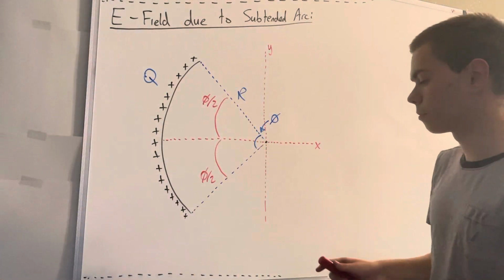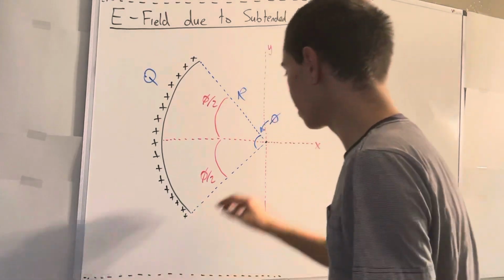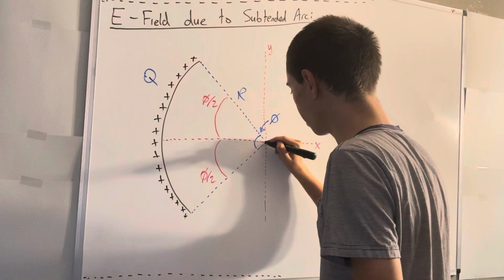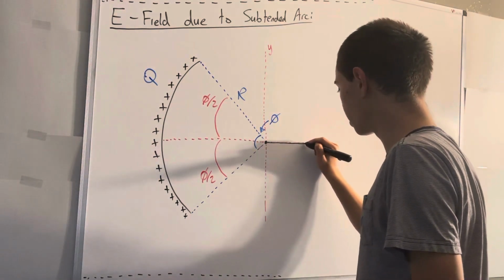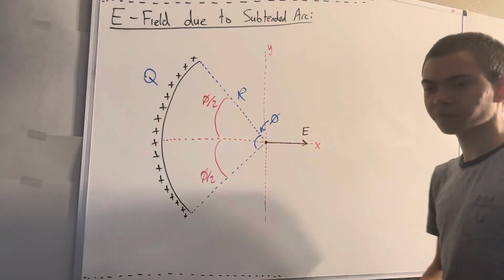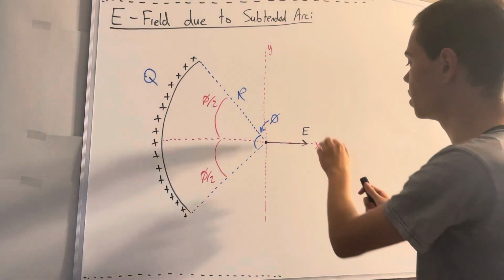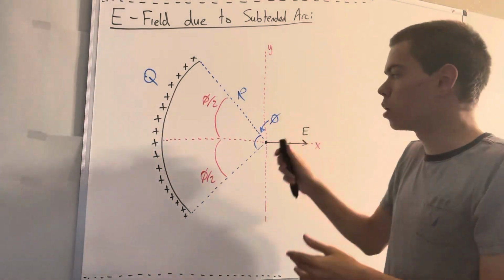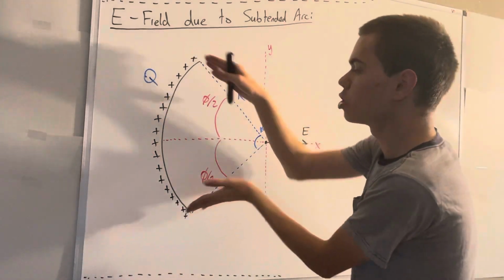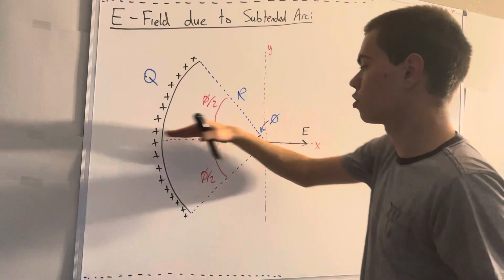The reason why is because the electric field at this point will only point in the x direction. Our electric field is only going to point to the right. This would be the direction of our electric field at this point. The reason is that our electric field has no vertical component, no y component, based on the symmetry of it.